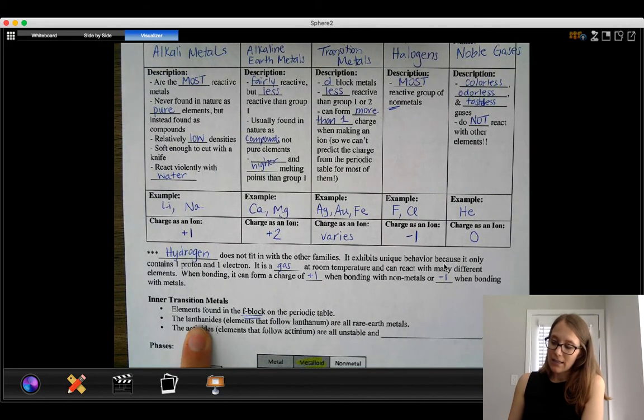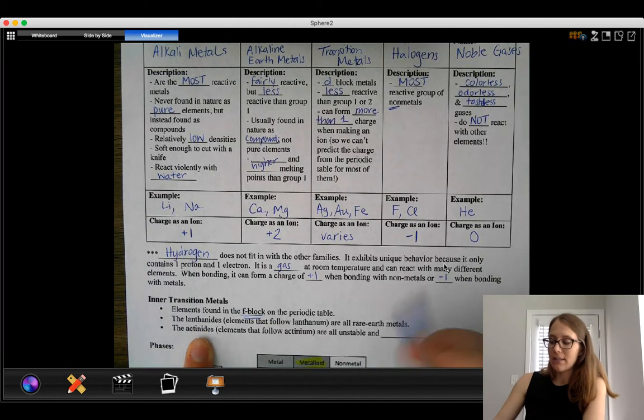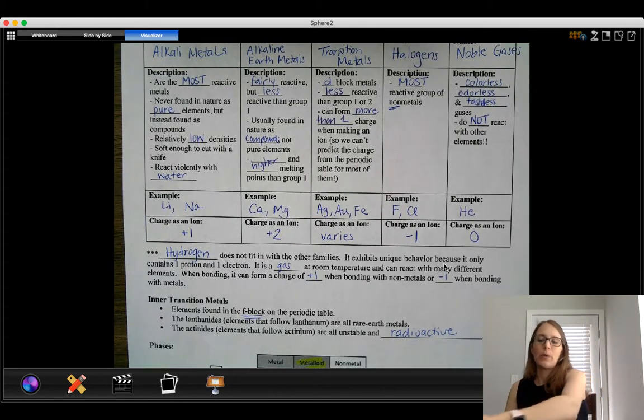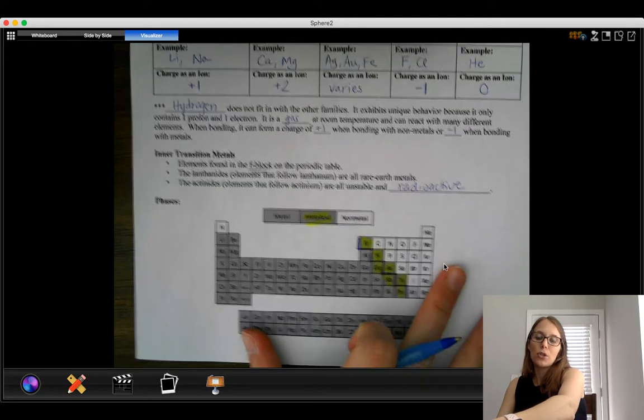The lanthanides are all called rare earth metals. They're pretty rare in nature. And the actinides are all unstable and radioactive. So just a little bit of information about the F block. We don't really talk about it or use it all that much.